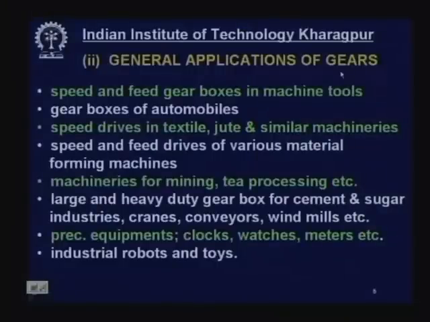Now, general applications of gears. Keeping that particular use of gears, positive transmission of power, motion and torque between two shafts, which may be parallel, non-intersecting, or intersecting, they have a lot of applications in engineering. For example, speed and feed gear boxes in machine tools, to transmit rotation from the motor to the job and the tool at different speeds. Gearboxes of automobiles, cars, speed drives in textile engineering, the jute industry or similar machineries where a lot of transmission of motion is required through gears. Speed and feed drives of various material forming machines like wire drawing machines and extrusion machines, there also sometimes, to reduce or control the speeds, gears are used.